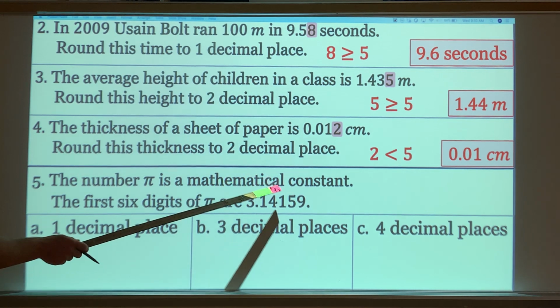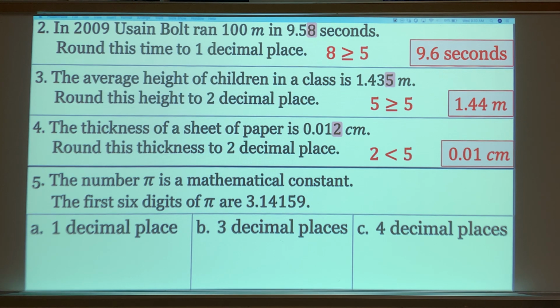The number pi is a mathematical constant. The first 6 digits of pi are 3.14159. I want you to round it to 1 decimal place, 3 decimal places, and 4 decimal places.